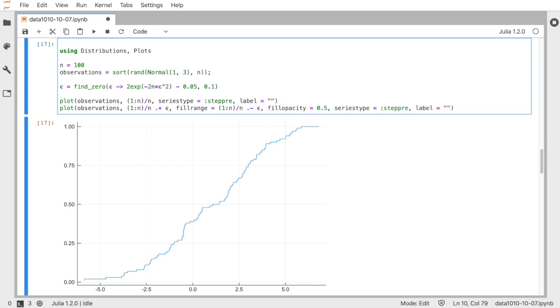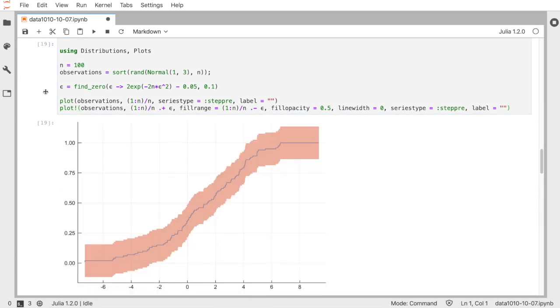It's going to be hard to see other elements of the plot unless we make it translucent a bit. So let's set the opacity to 0.5. And we don't want to see the line, we just want to see the band. So we'll set the line width to 0. So that's our band around the empirical CDF, and we'll want to plot the actual CDF to check that it falls within that orange window.